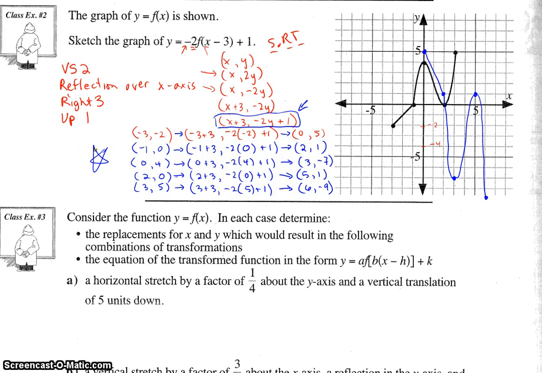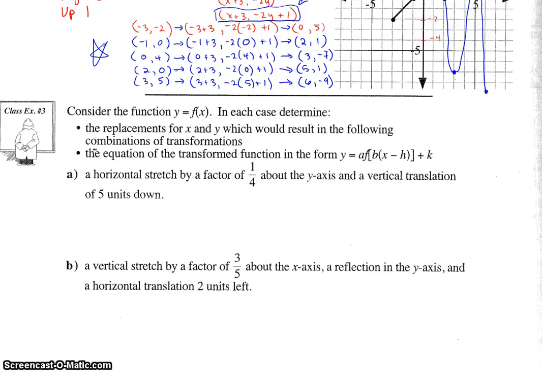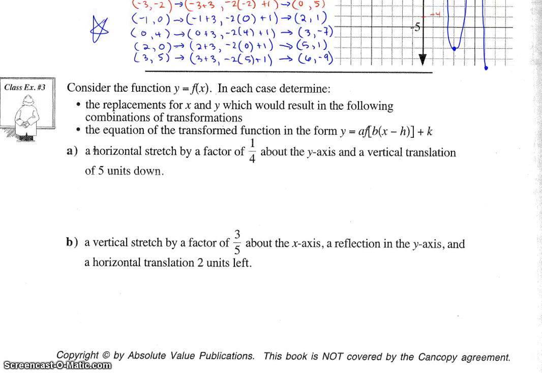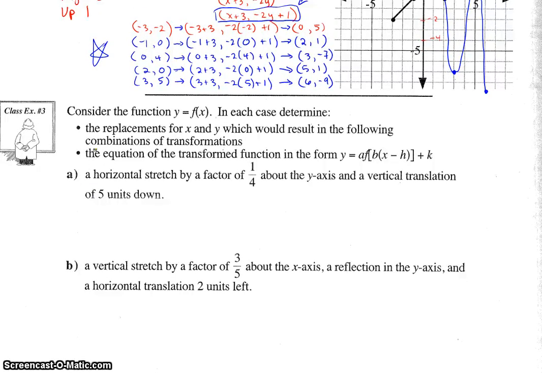Okay, example number 3. Consider the function y equals f of x. In each case, determine the replacements for x and y which would result in the following combinations of transformations, and give the equation of the transformed function. First, a horizontal stretch by a factor of 1/4 about the y-axis. They want the replacement for that. Horizontal means x is going to be replaced with something. It's a stretch, so the number is being multiplied by x, and a stretch factor of 1/4 gets reciprocaled, if that's a word, to be 4x.